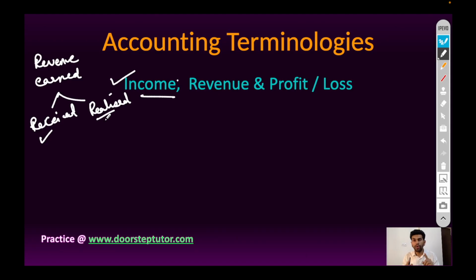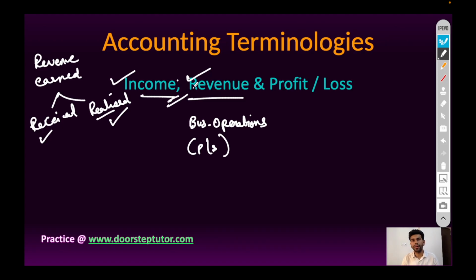For example, goods are sold on credit. In this example, income is generated but cash is not received. So, income is realized but not received. Next is revenue. It is income earned from day-to-day business operations. That is purchase and sale of goods and services. So, revenue is a part of income.